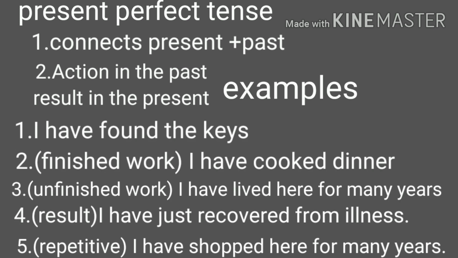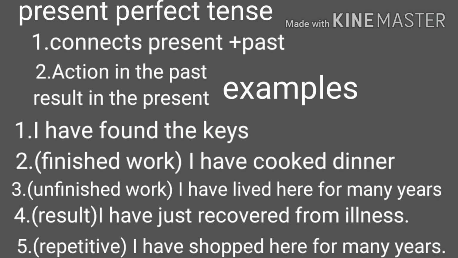Now let's see the uses of present perfect tense. Firstly, it connects present plus past. Secondly, it is action in the past and the result is seen in the present. Examples are, I have found the keys. I was searching the keys. Now I have found it. That means. Number 2, some finished work. Already something is done. I have cooked dinner.